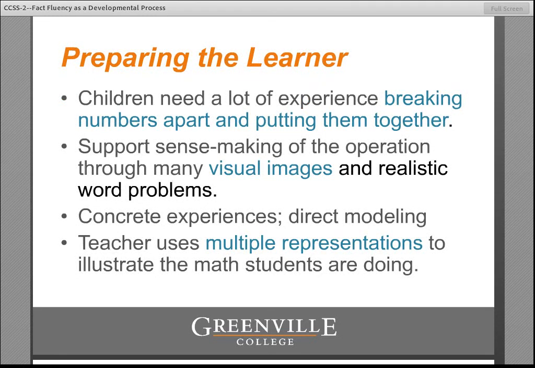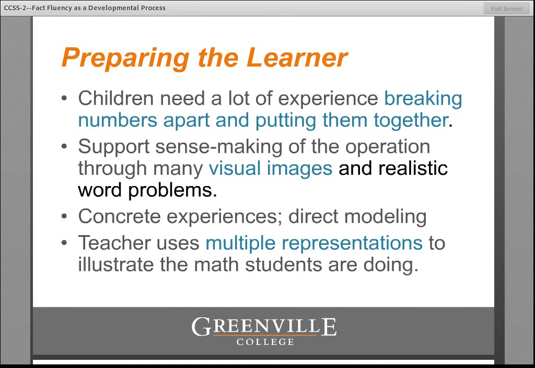In addition to direct modeling or acting out and visual representations that help children make sense out of operations, children also need to become skilled at decomposing and recomposing number. So making sense of the operation and learning how to pull numbers apart and put them back together is really critical in the preparing the learner phase. Those continue to be important as students progress through the stages, but that's really the primary focus initially.